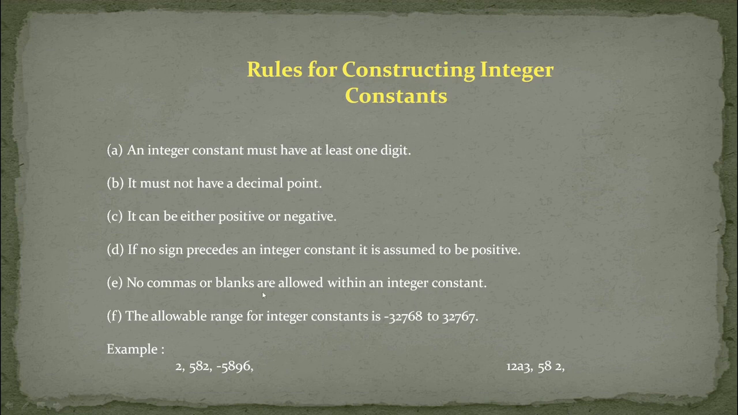No commas or blank spaces are allowed with an integer constant. This is an integer constant, so in this example there is no comma in between 2 and there is no space in between 582. This is also an integer constant. This is not an integer constant because in between 8 and 2 there is a space, and between 2 and 3 there is a character, so it is not an integer constant. This is the rule for constructing an integer constant.